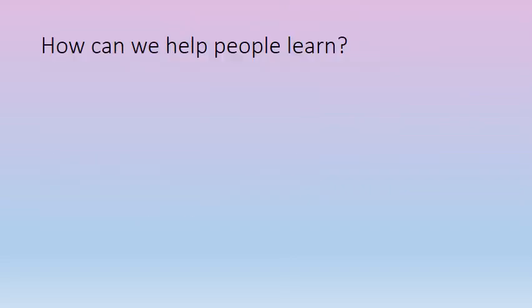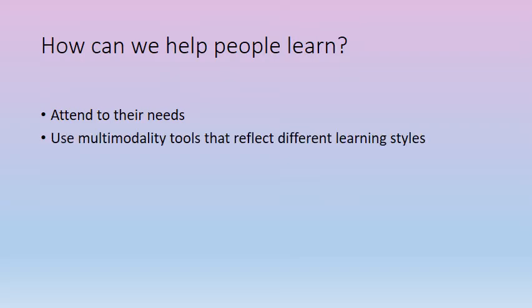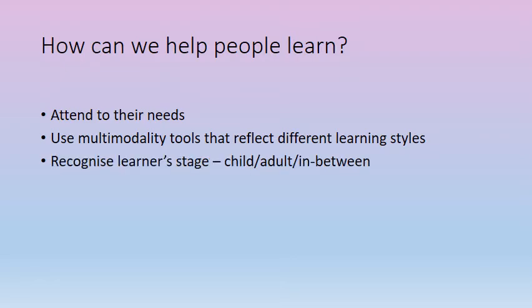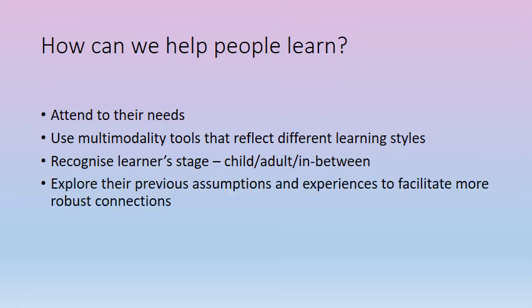So how can we help people to learn? We can attend to their needs. We could use multimodality tools that reflect different learning styles. And we can recognise the learner's stage. Are they a child learner, adult, or in between? We can explore their previous assumptions and experiences to facilitate more robust connections, as we've seen in the previous diagram, and we should encourage reflection.